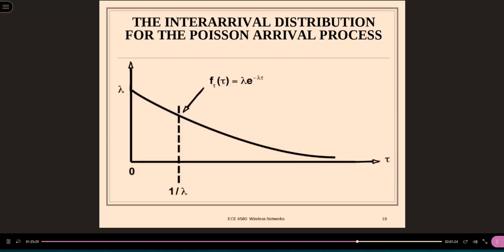Well, here is a picture of that exponential distribution for the inter-arrival time. As you see, it goes down exponentially with time. Here is time. The larger the time, the smaller the density function of the inter-arrival time.